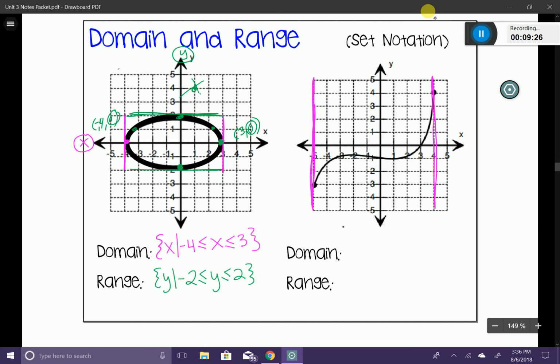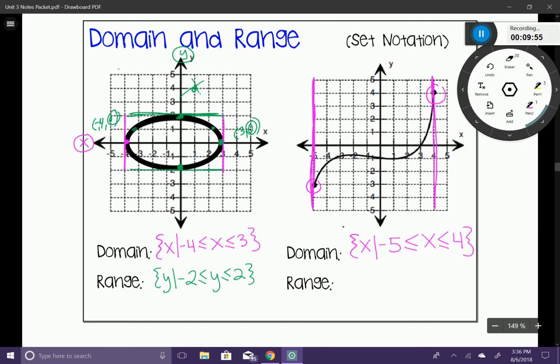Notice how the points that are represented on this graph are filled in dots. Filled in means that it includes that point. So I want to represent my domain by saying x such that my lowest domain value of -5 is less than or equal to, which means it includes that point, x, which is less than or equal to my highest domain value, which is 4.